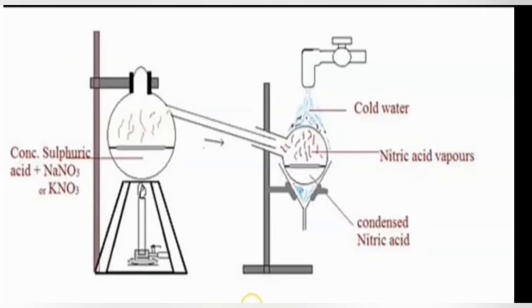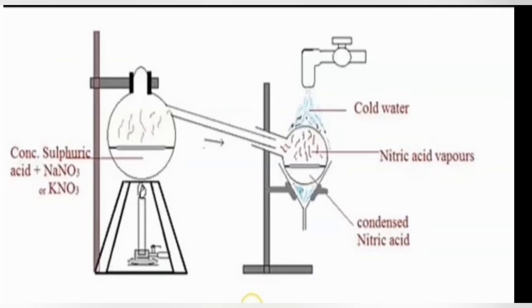So the final reaction becomes: sodium nitrate or potassium nitrate plus concentrated H2SO4 (that concentration has to be written, very importantly) at a temperature less than 200 degrees Celsius gives us sodium bisulfate plus nitric acid. And this nitric acid we further condense with cold water.